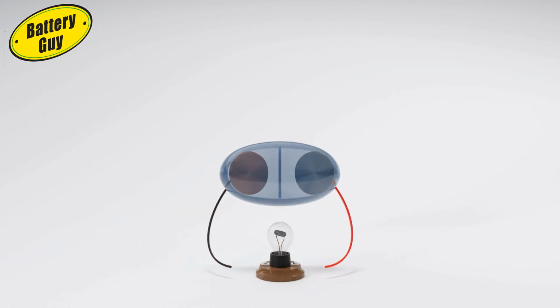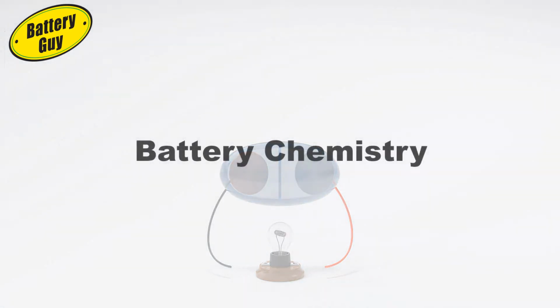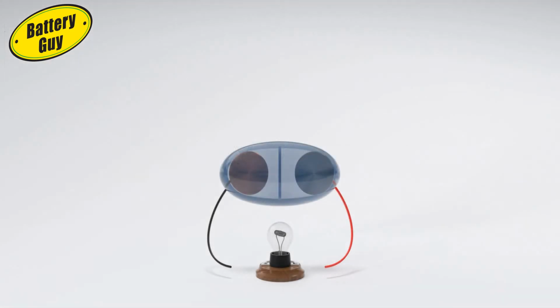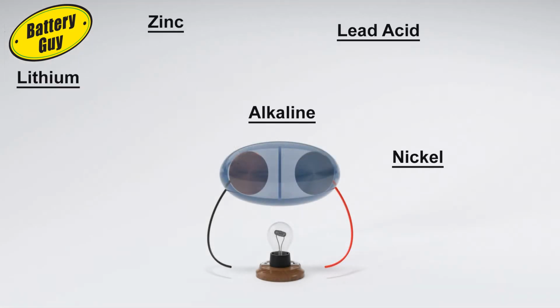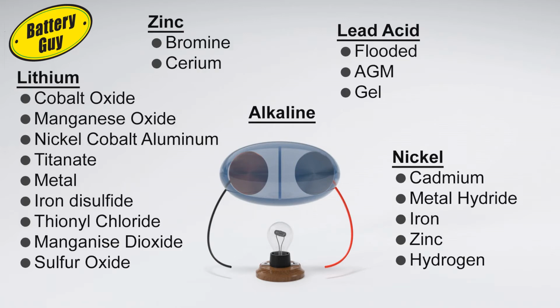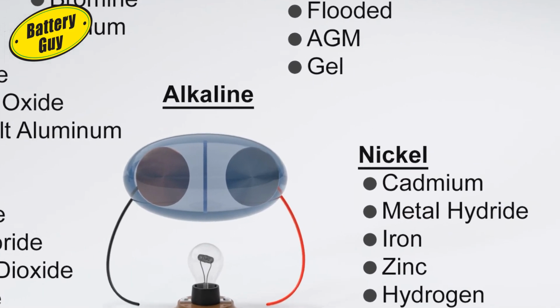The materials which make up the cathode, the anode, the separator and the electrolyte vary depending on the type of battery, or as it is known, the battery chemistry. There are numerous chemistries and numerous types within each chemistry. In this video, we'll look at how nickel-based batteries are made.